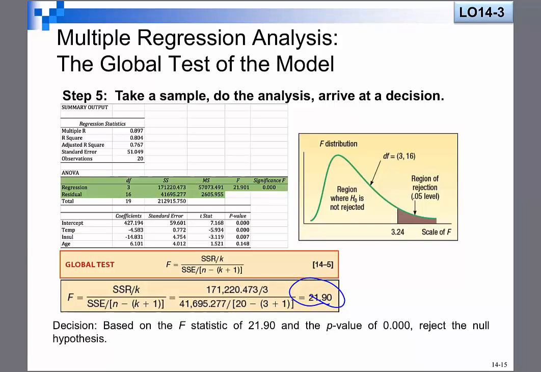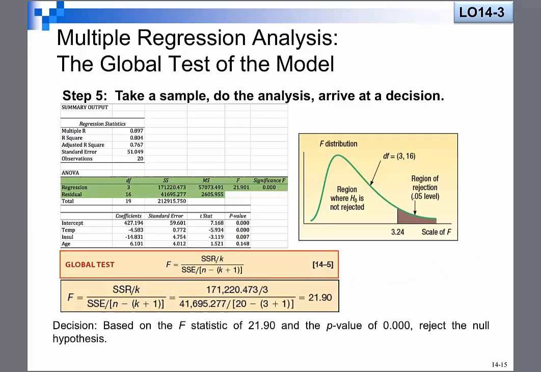Now, 21.90 falls to the right of our critical F of 3.24. And because it does fall to the right, and because 21.90 is greater than 3.24, we are in the region of rejection. We are in the region of rejection.